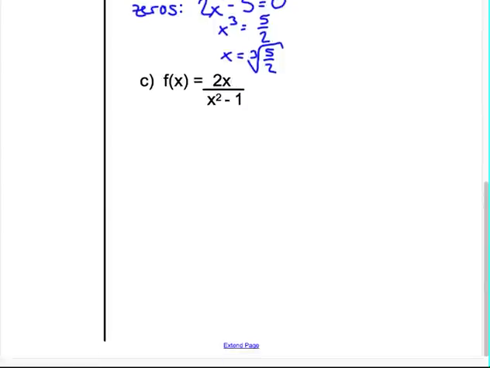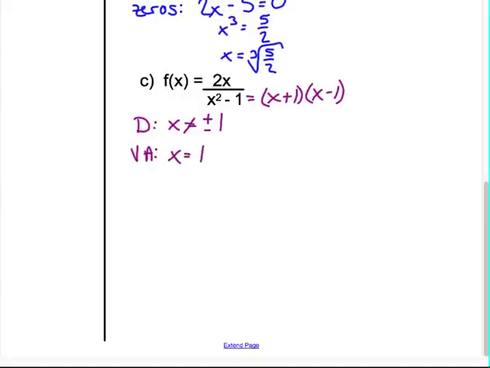Finally, our last example, so our restricted domain is where the denominator equals 0. And this one can be factored. It's the difference of squares. So we have two values that our x cannot equal, which means we have two vertical asymptotes as well. So our asymptotes are x equals 1 and x equals -1. Those are the equations. And then finally the zeros, where the graph crosses the x-axis. Set your numerator equal to 0, so x equals 0.